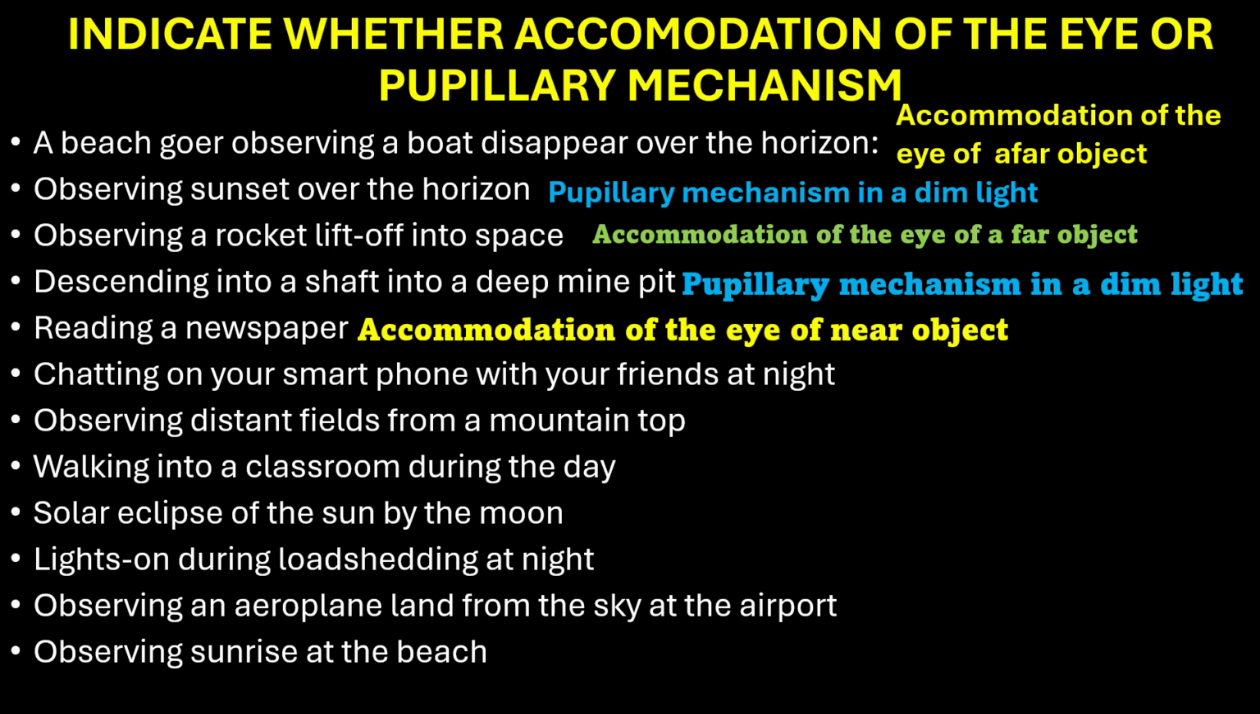If you are chatting on your smartphone with your friends at night, remember when it's night, the light won't be that bright. But then your phone light is so bright and it will cause your pupil to either dilate or constrict. Depending on the brightness of your phone, if your phone light is too bright, that means your pupil will have to constrict. Most smartphones have bright light, so this is going to be pupillary mechanism in a bright light.